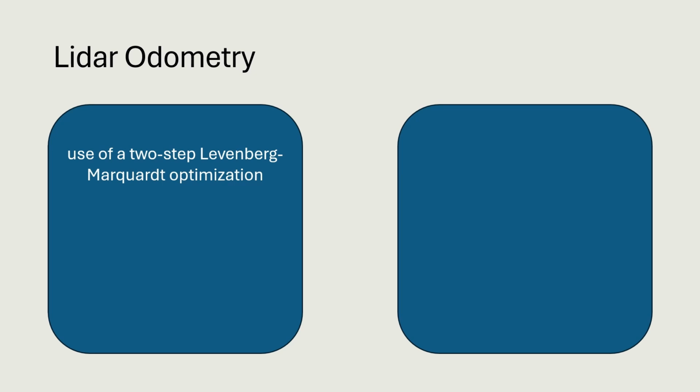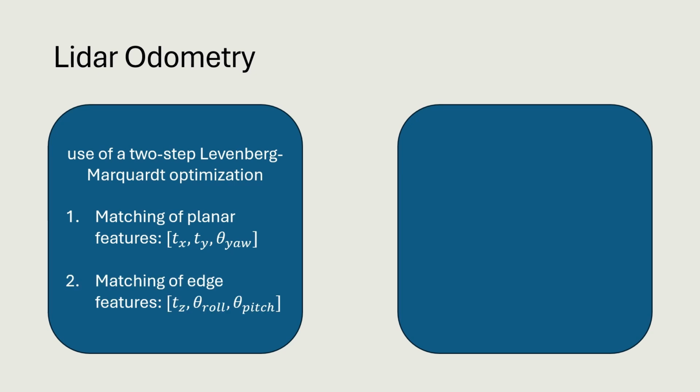The applied Levenberg-Marquardt method is internally realized in two stages. By minimizing the distance between the planar feature sets F sub p to the k and F sub p to the k minus 1, the translation in z direction and the roll and pitch rotation angles of the transformation matrix are determined. In the second step, the edge feature set's distance is optimized and the translation in x and y direction plus the yaw rotation angle are calculated. In the second stage, the possible outcomes are necessarily constrained by the parameters already determined in the first stage.